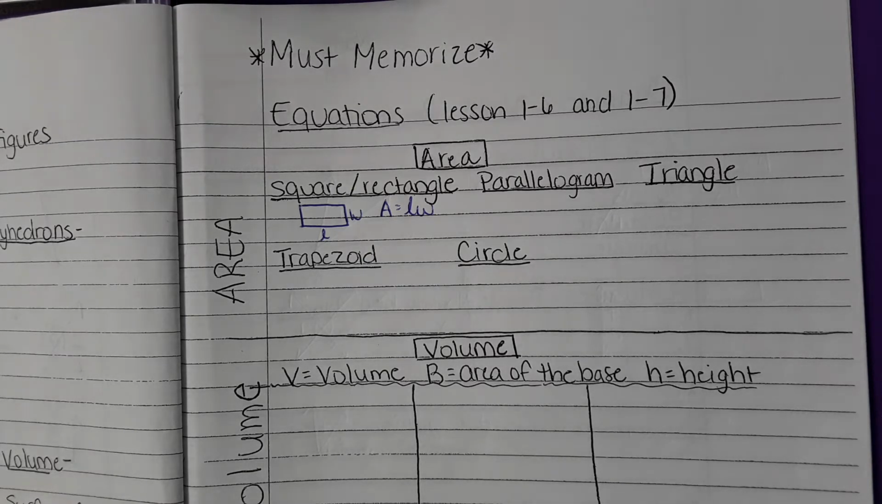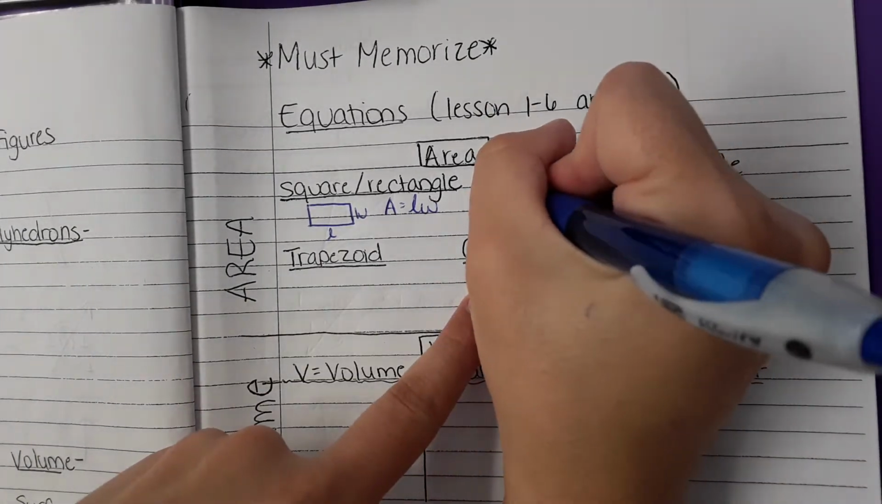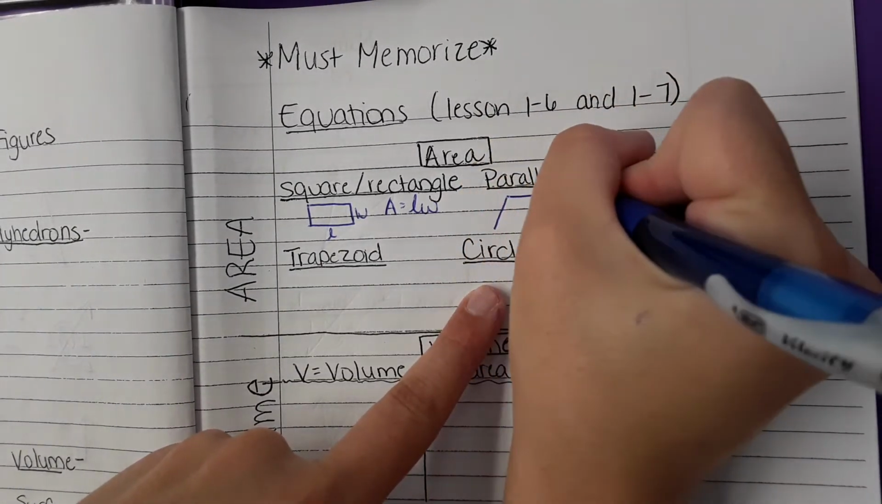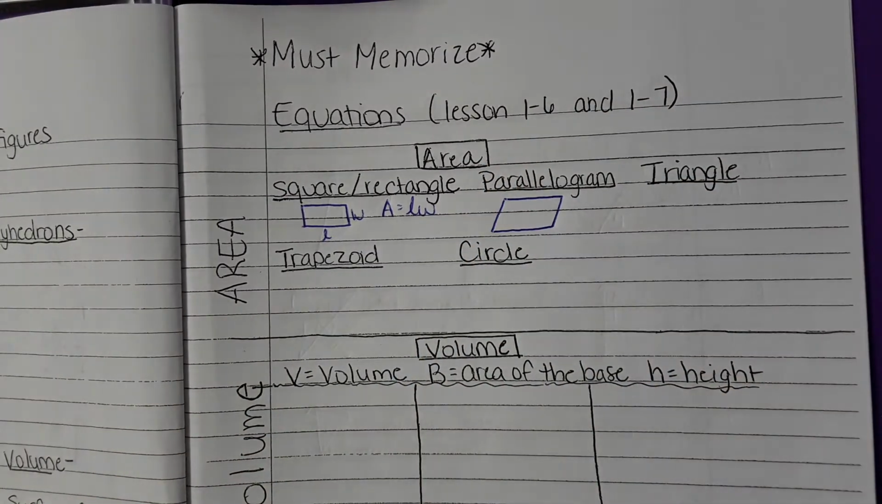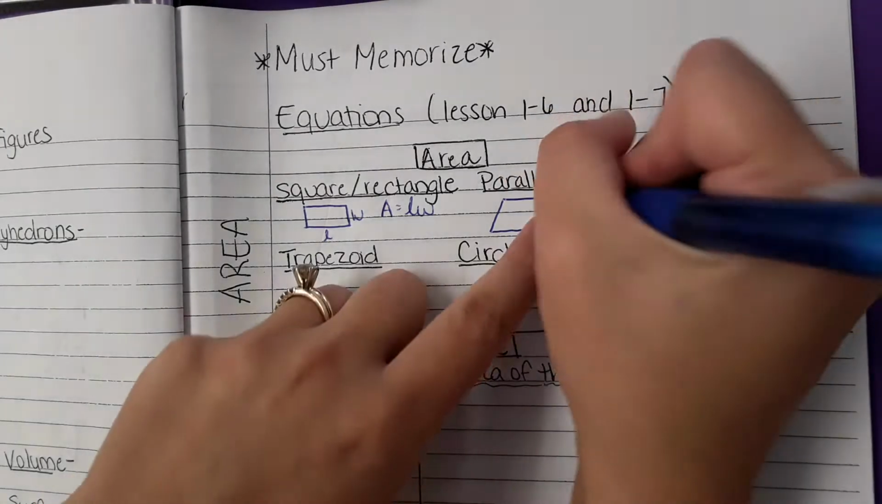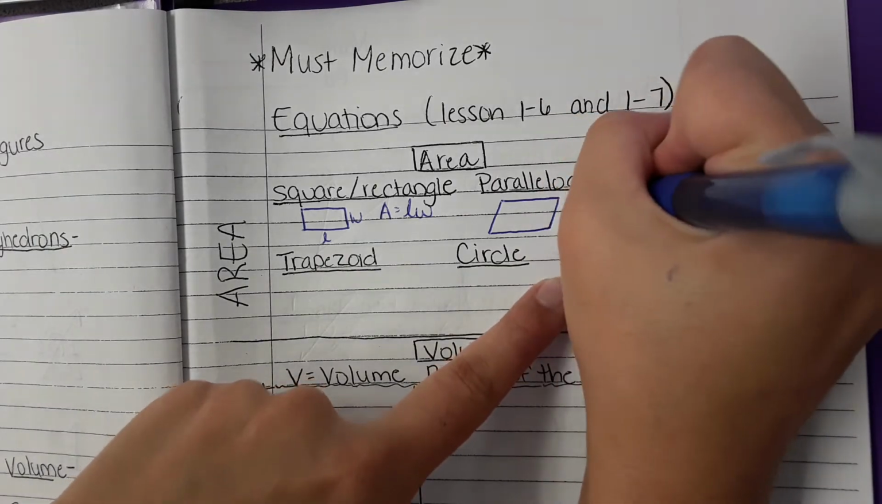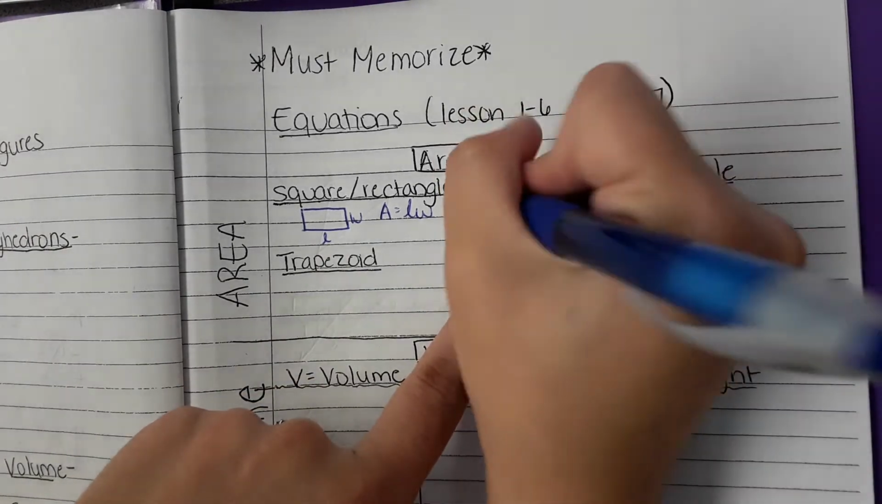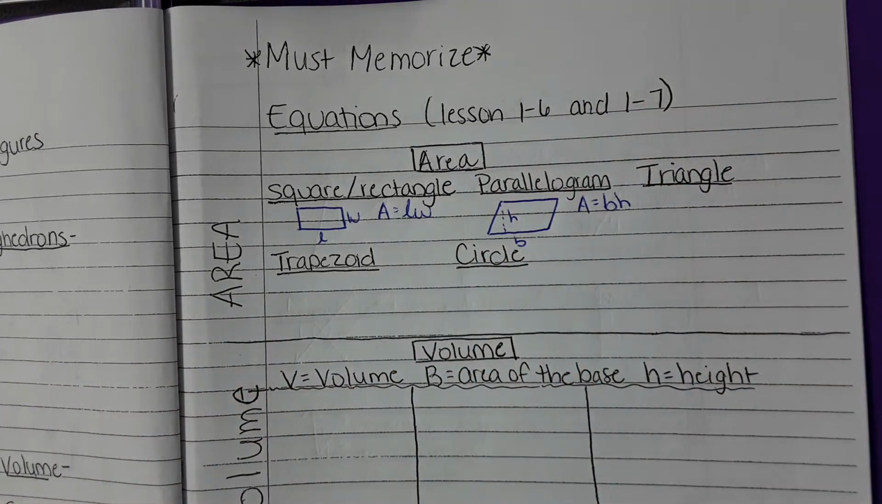Next shape that you need to know the equation for area for is a parallelogram. Parallelograms look like this. For a parallelogram, you use a very similar equation to rectangle. Its area equals base times height, with this being the base, and then the height is perpendicular to that base.